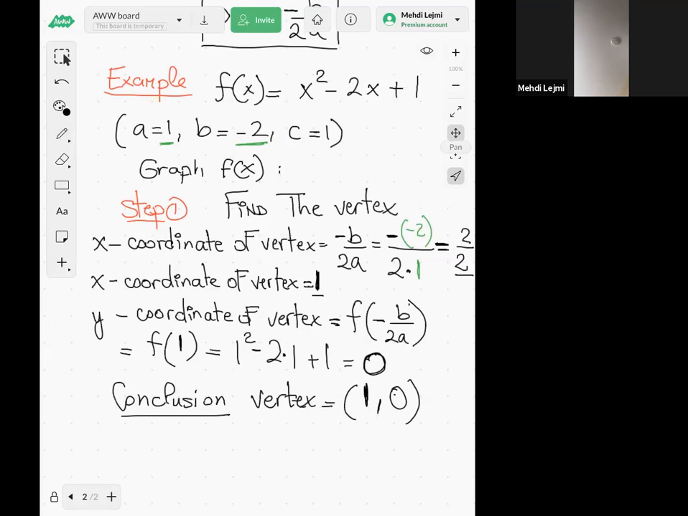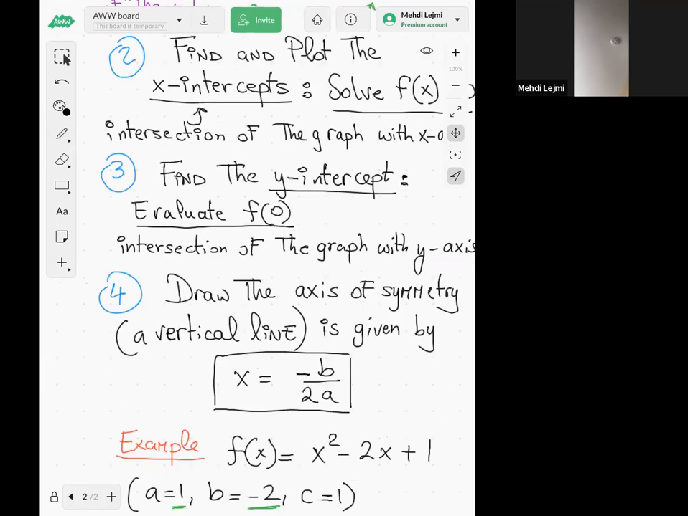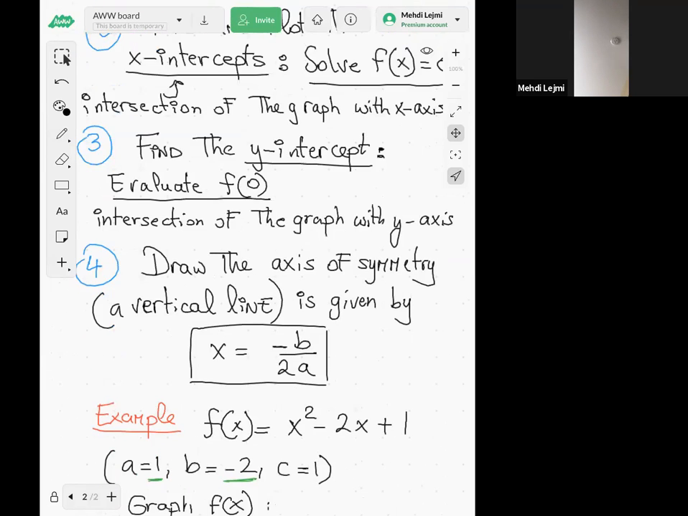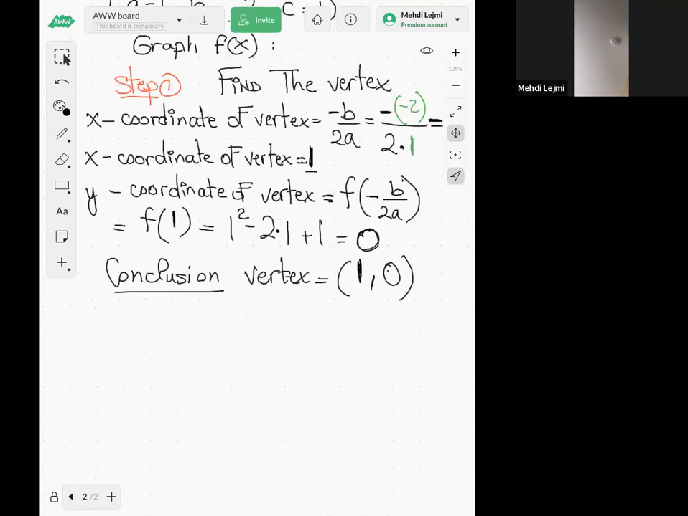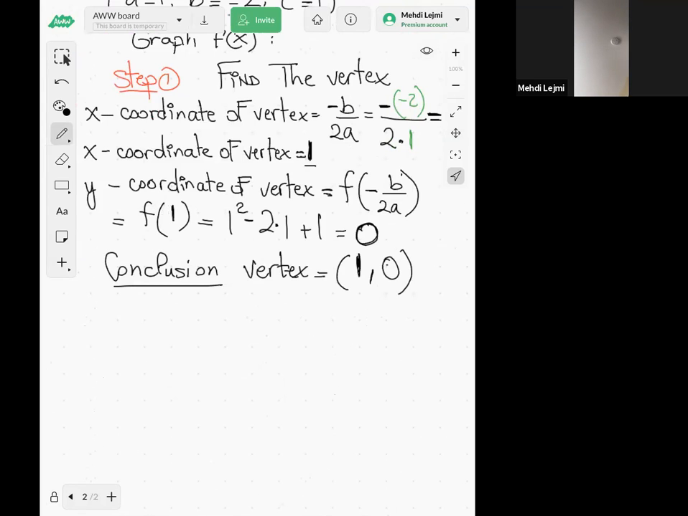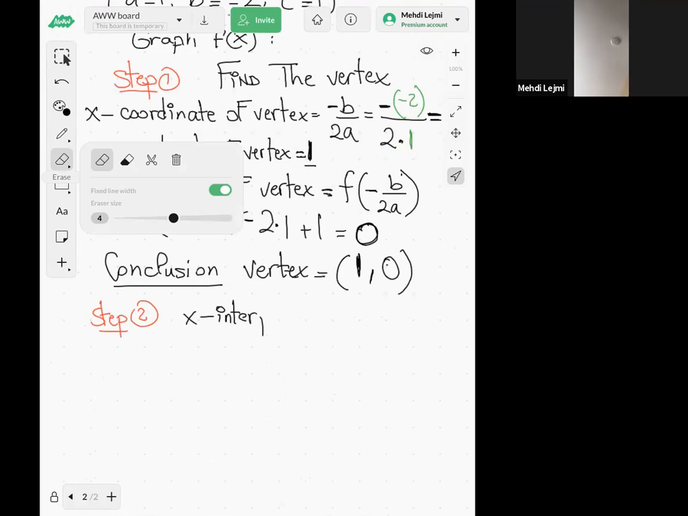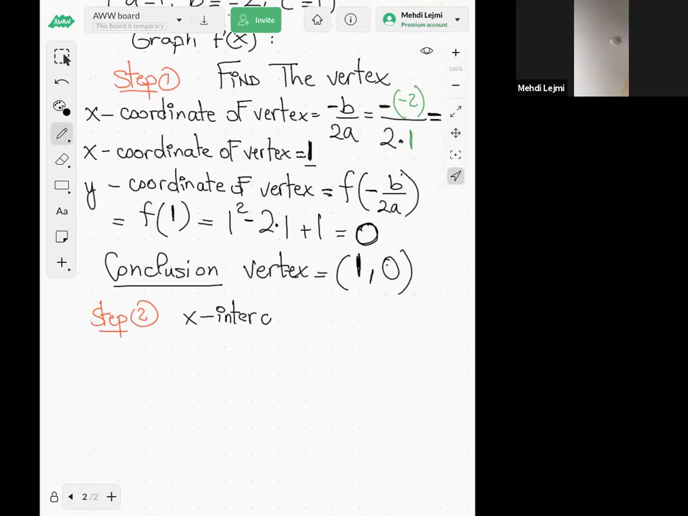Now, in step 2, we need to find the x-intercepts. Again, that's the intersection of the graph with the x-axis. So we need to solve f of x equal to 0. f of x is x squared minus 2x plus 1 equal to 0.